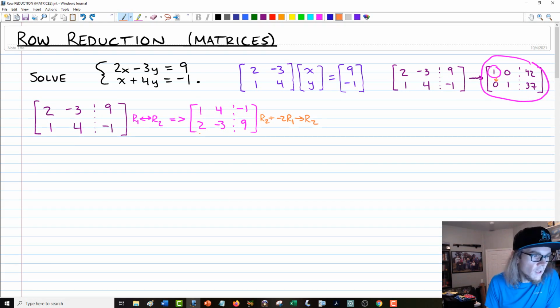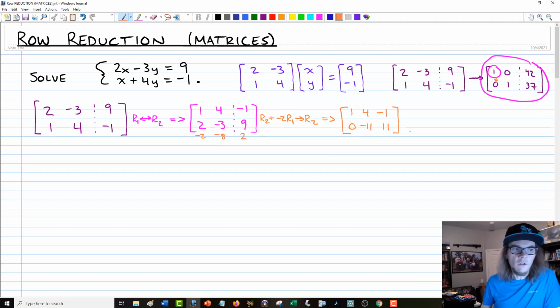If I multiply -2 times the first row, I'm going to get -2, -8, and then -2, which is +2. And I'm going to add those to that second row. When I do, obviously my first row remains unchanged, but my second row will be 2 minus 2 is 0, -3 minus 8, which is -11, and 9 plus 2, which is 11. So there is our third setup. Still not quite there, but you can see it's getting closer for sure.